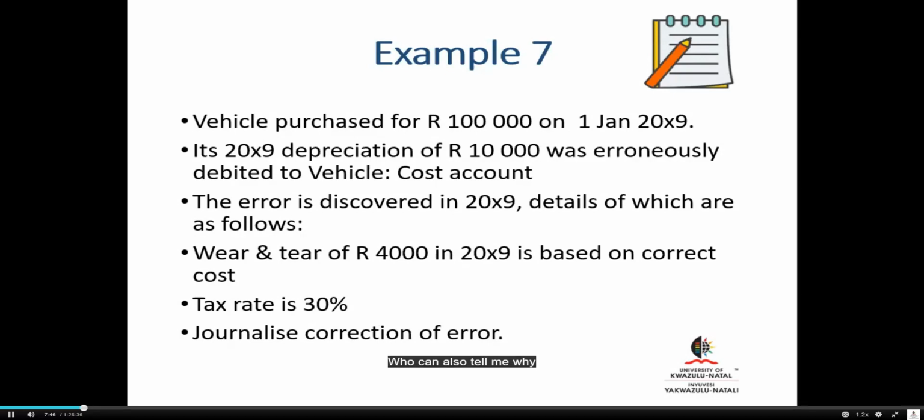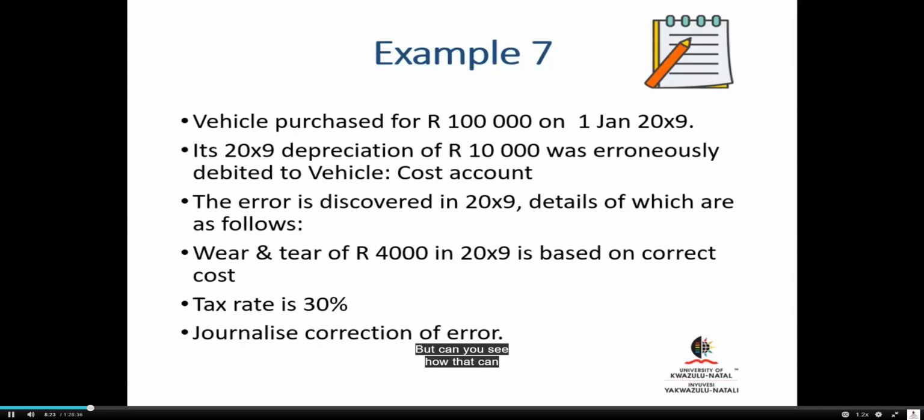Who can also tell me why does depreciation decrease the asset? So first of all, depreciation is a form of an expense, isn't it? Yes, it is. So which means if it's an expense, it's got what balance? It doesn't have a balance, but it's debited. As an element, it affects the financial statements on the debit side, but it does not have a balance.